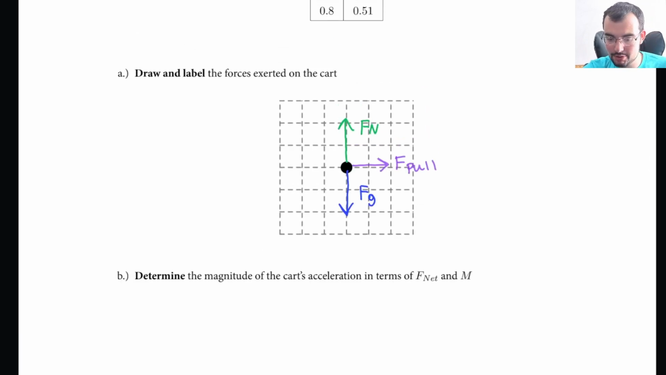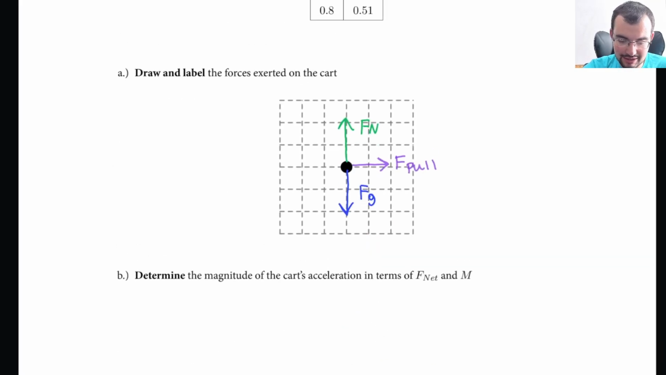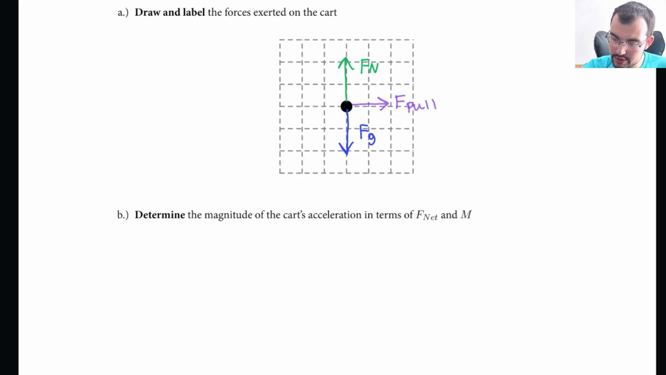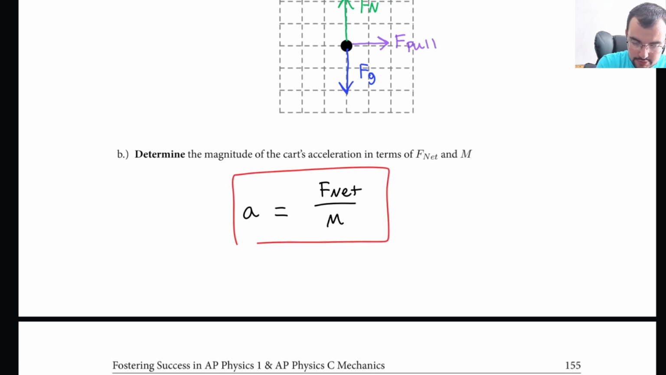And we can stop. So this would not be allowed in the balanced force world, but this is not balanced. So we don't need anything to cancel the pull. So it says determine the magnitude of the cart acceleration in terms of F net and m. Well, by definition, Newton's second law tells us that acceleration is net force divided by mass, and that's it. Because F net is the pulling force. So this is literally just Newton's second law.